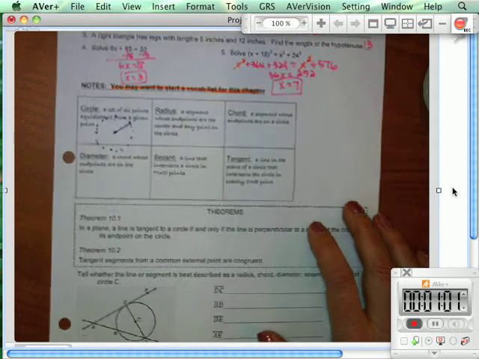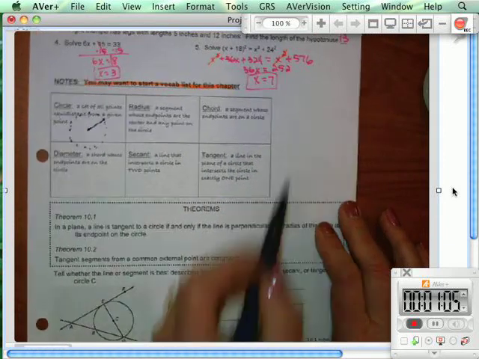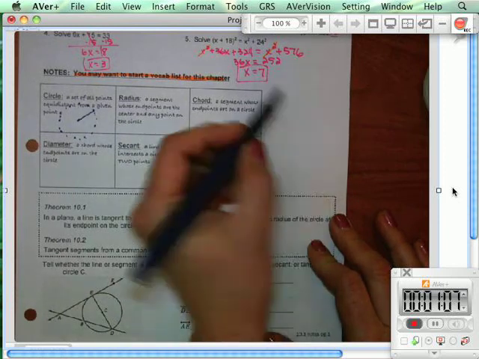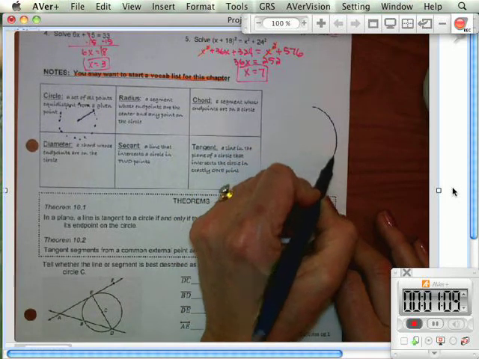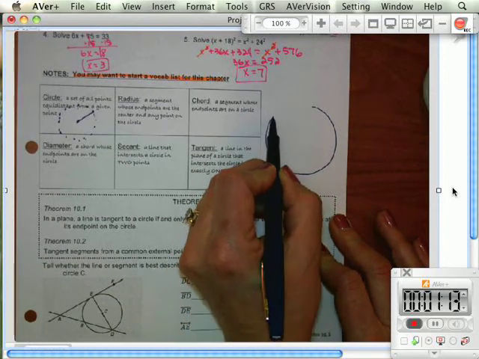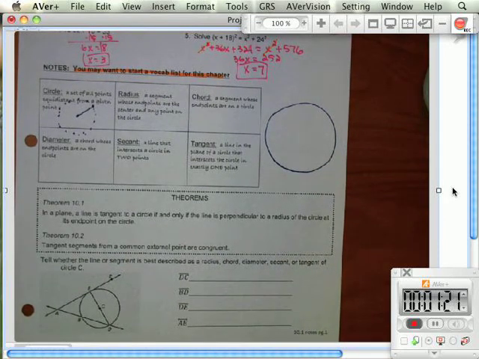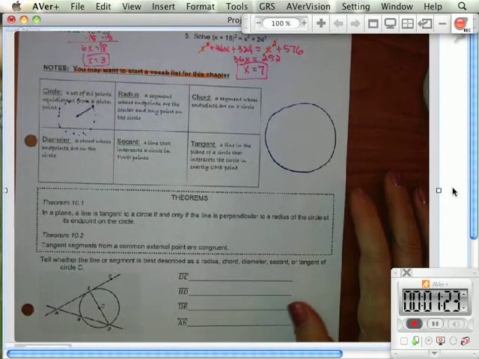Okay, radius is a segment whose endpoints are the center and any point on the circle. Try your best to draw a decent circle here. That's a pretty good circle. It's okay. Mine's like a pole. Mine's a square. Just kidding.